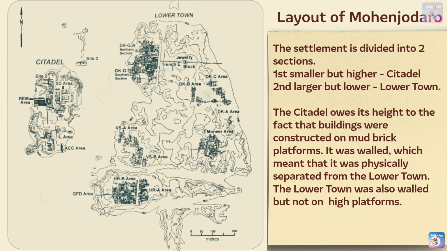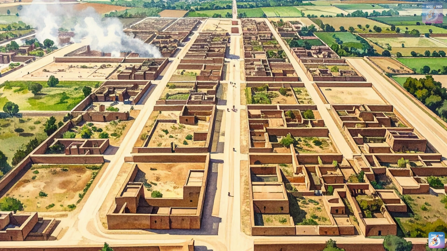The city layout was typically divided into two distinct sections. The citadel, often an elevated mound, contained public buildings, granaries, and administrative or ritual structures. The lower town, spread out adjacent to it, was the main residential area, organized into rectangular blocks with streets intersecting at right angles.